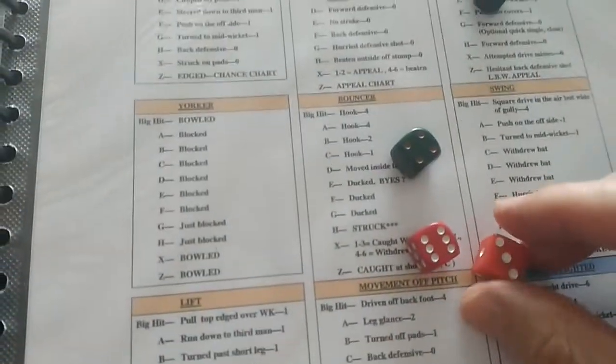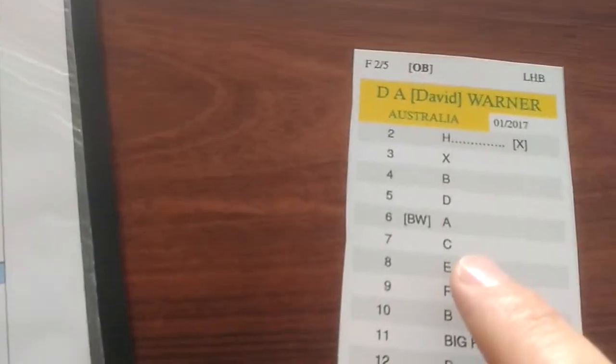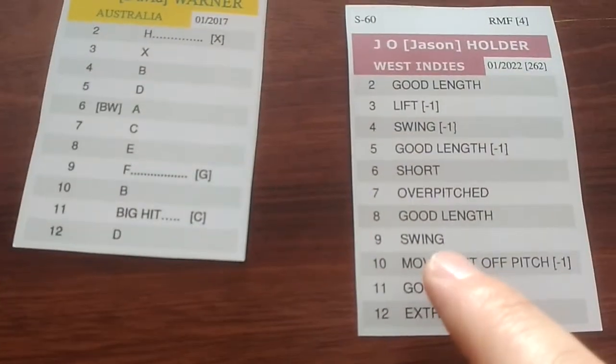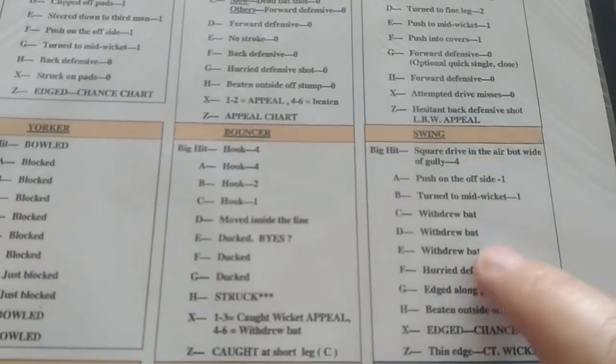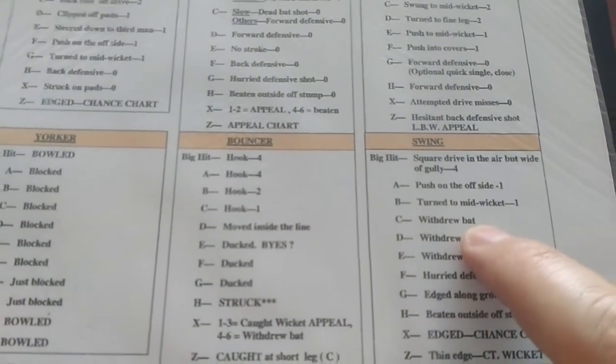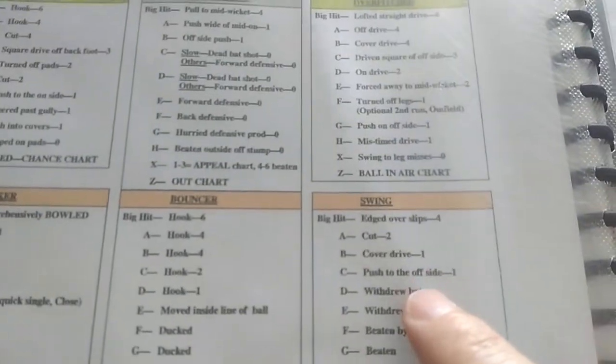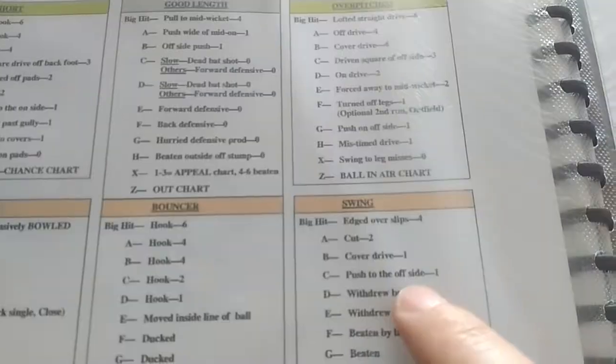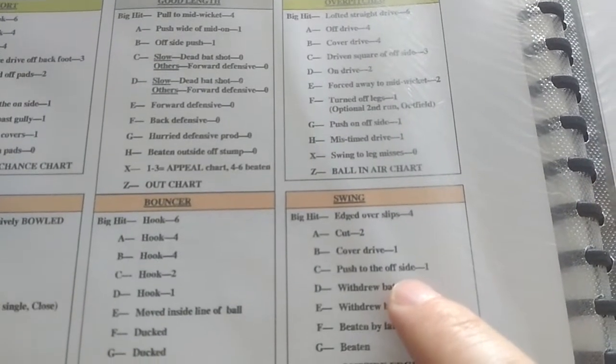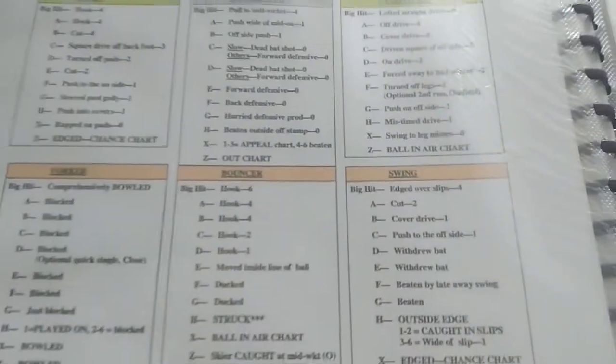We've got a 9 for the bowler, and we've got a 7 again. So we know 7 is a C for David Warner. A 9 for the bowler is swing. So we look under the swing. C. Defensively, he's withdrawn the bat, so no run. Normally, if you're in the normal section, he's pushed that onto the offside for 1 run. So he scores 1 run there.